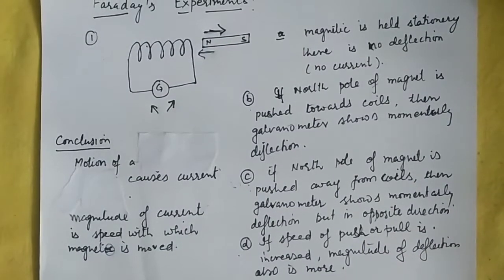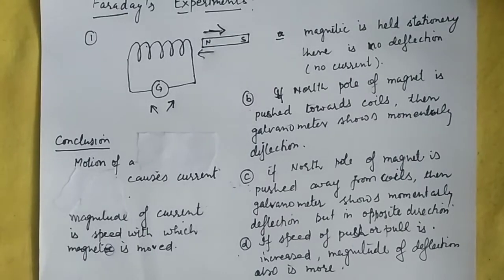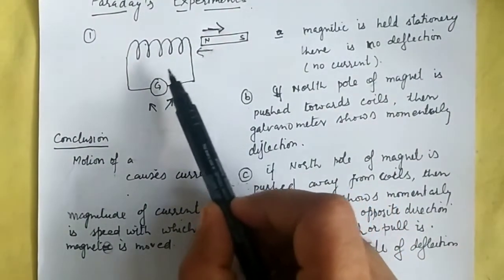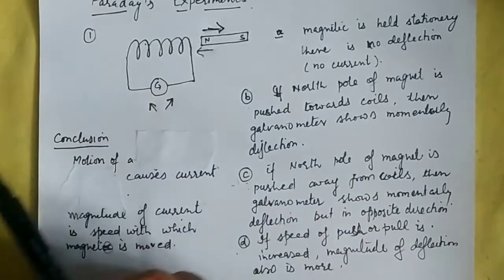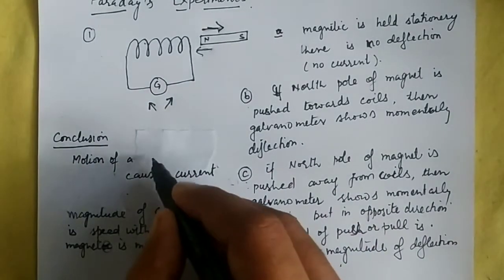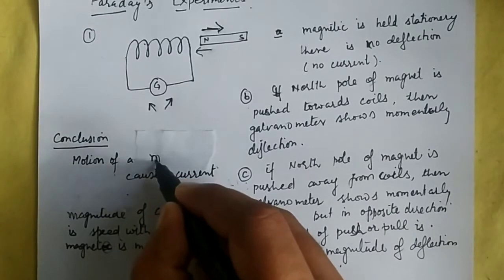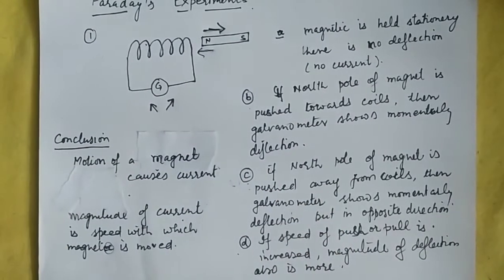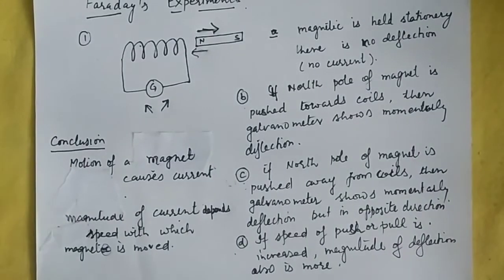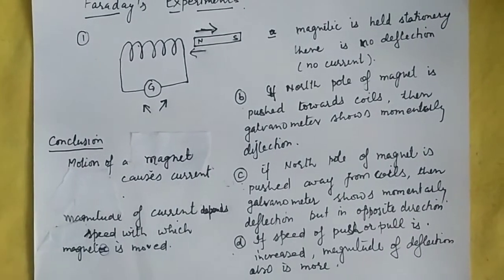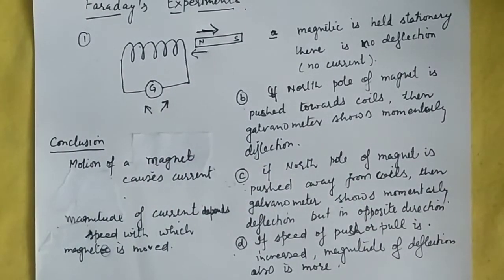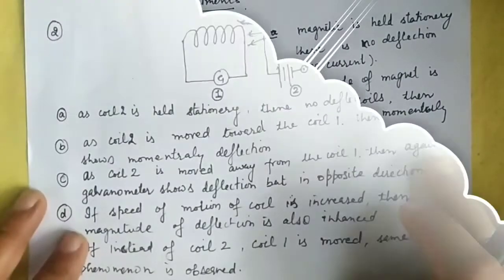What do we conclude from this? We conclude that when you move this magnet, it causes a current in these coils. So the motion of the magnet causes a current. The magnitude of the current depends upon the speed with which the magnet is pushed towards the coil or away from the coil.